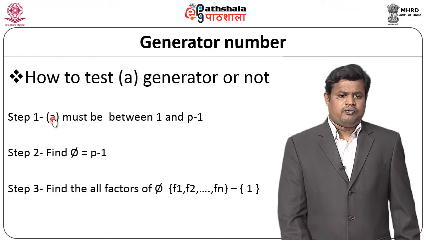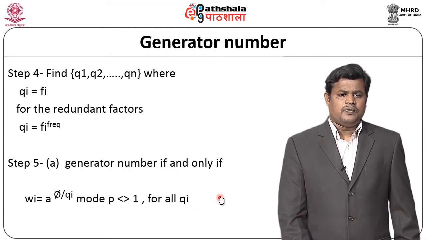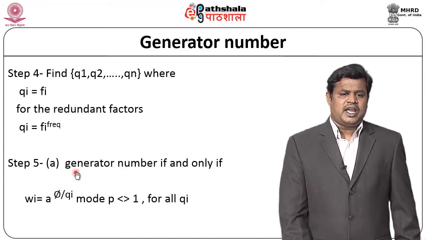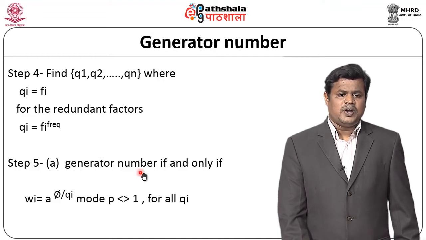So, first step we need to select the value between 1 and p minus 1, and then we have to find phi equal to p minus 1, and we find all the factors of phi: f1, f2 up to fn. Then we go for finding q1, q2, qn, where qi is equal to fi for the distinct factors. So, we say that a particular number is a generator if and only if wi equal to a power phi divided by qi mod p is not equal to 1 for all qi.